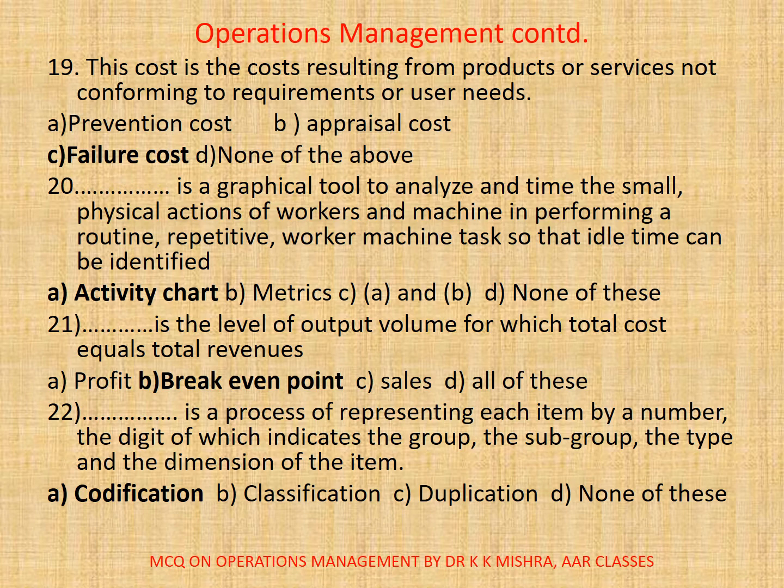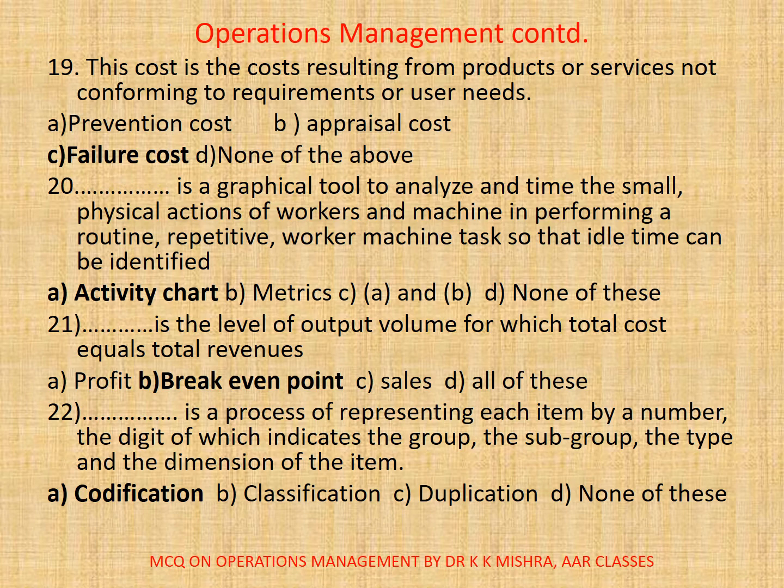Activity chart. 21. Dash is the level of output volume for which total cost equals total revenues. A. Profit, B. Break-even point, C. Sales, D. All of these. Correct option is B. Break-even point.